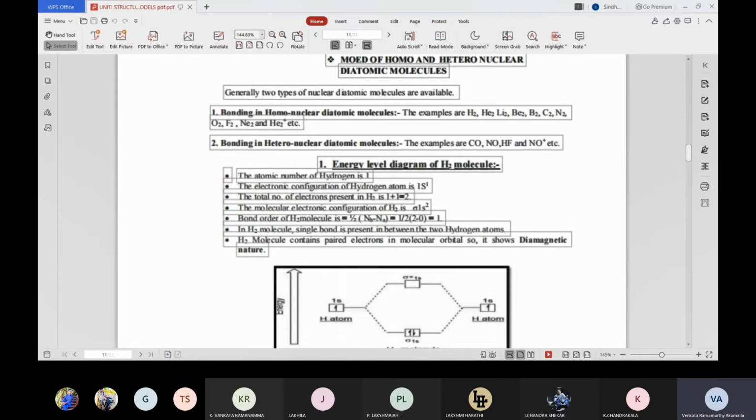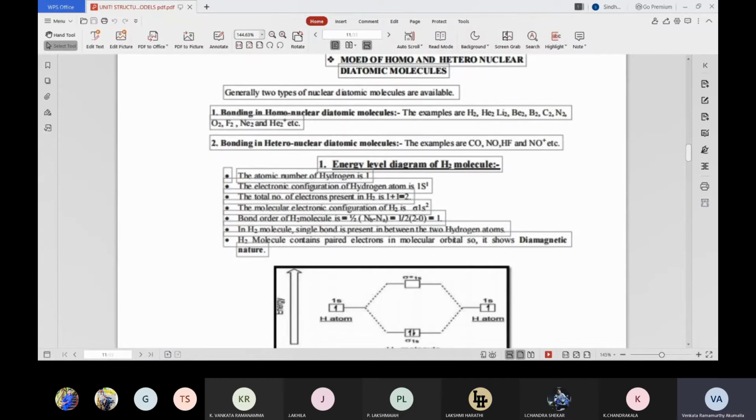The examples are hydrogen, helium, lithium, beryllium, boron, carbon, nitrogen, oxygen, fluorine, neon and helium ions, which is very important.